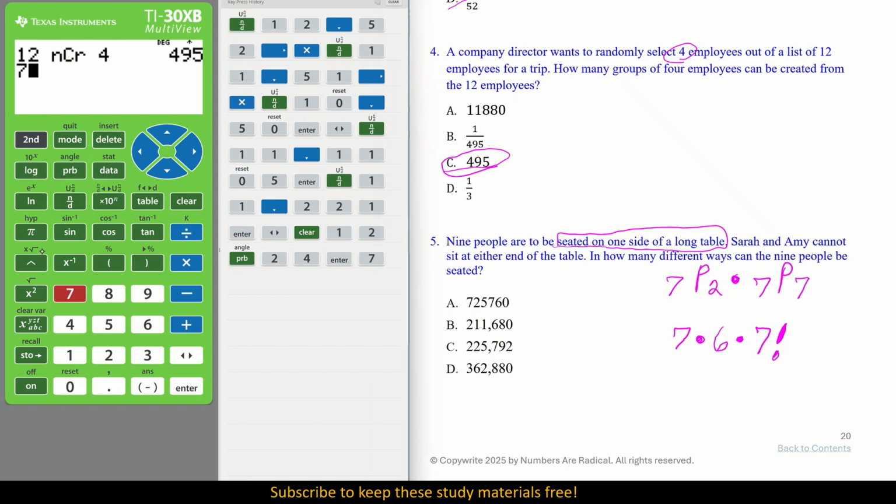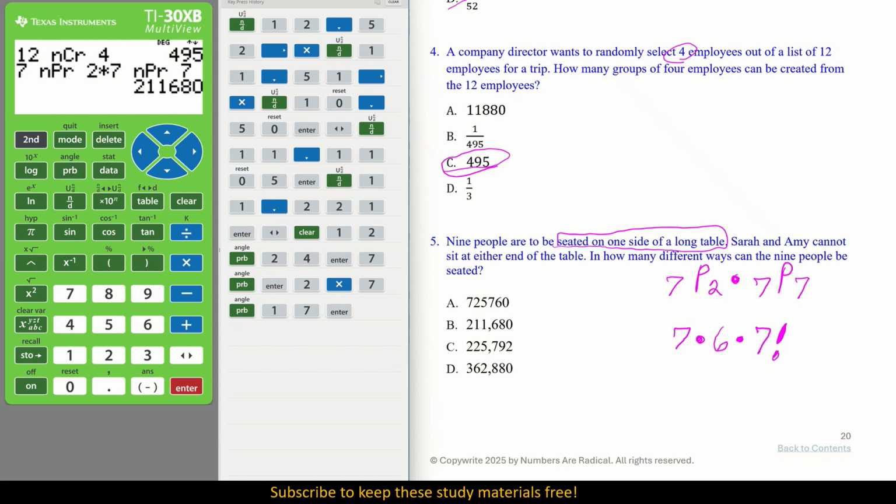I'm going to say 7 prob. Number one's what I want. Type in 2. Remember, I have to multiply. Then I have a 7 out of 7 permutation. 7 prob. Number 1. Or you can push enter. Either one. Push 7. Okay. Now that gives us option B.